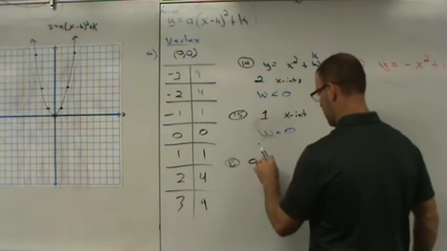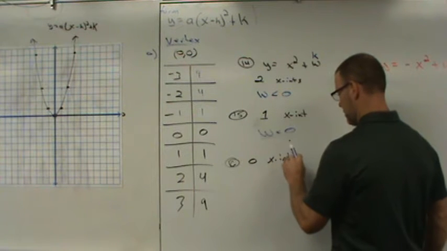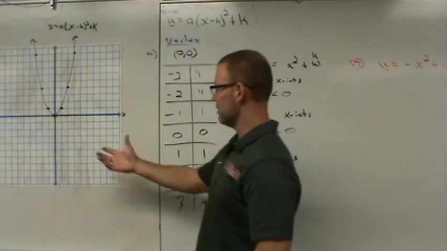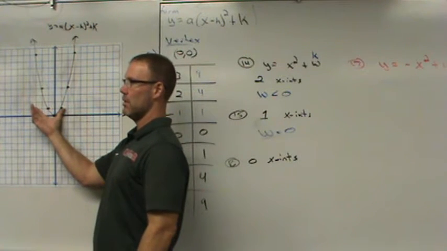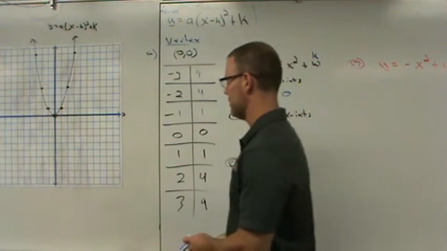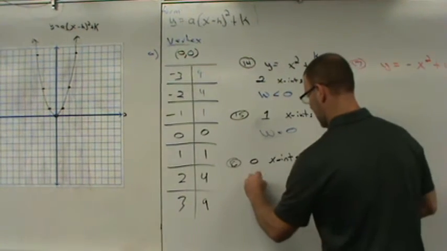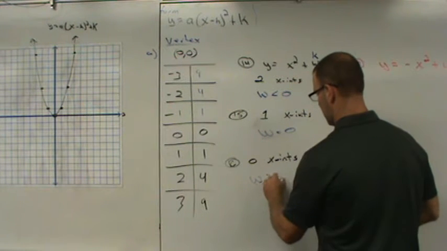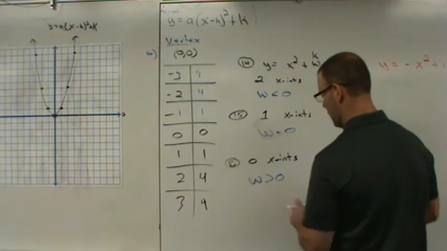Okay? 16, question 16. I want 0 x-intercepts. If I want 0 x-intercepts, how does this have to shift? It has to shift up. Up would give it 0 x-intercepts. What is up? Up is a w greater than, not less than, greater than 0. In other words, any positive number.